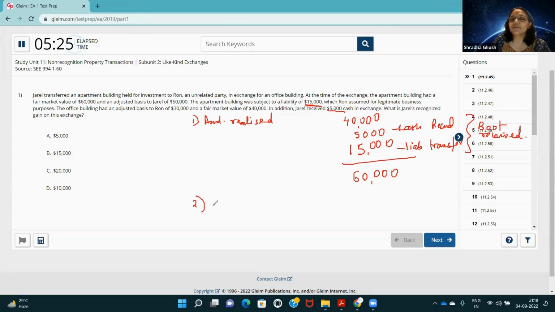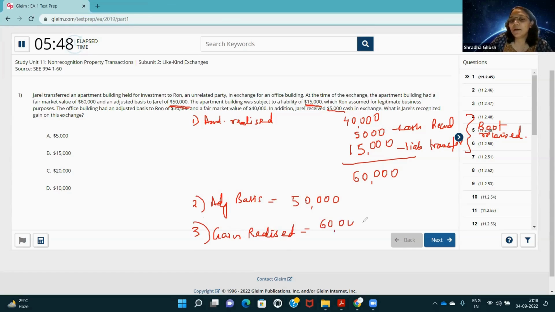Then I calculate, okay, what is the adjusted basis of the property? So we say, okay, the adjusted basis of the property is what? The adjusted basis of the property is always for property given up. So given up is 50. So adjusted basis is 50. Then we say, okay, find out the amount of gain realized. The amount of gain realized is amount realized, which is 60, minus the adjusted basis of asset given up, which is 50. So my gain realized is 10.